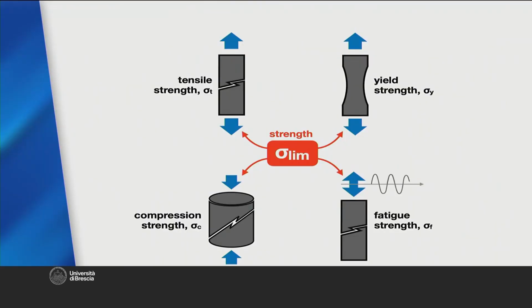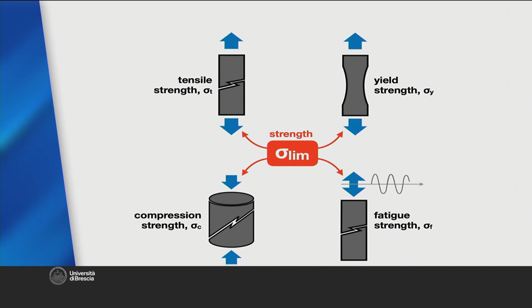The four main types of strength are tensile strength, which represents the stress at which a material breaks when subjected to tension. In brittle materials, such as ceramics or glass, failure occurs with small deformations. In ductile materials, such as metals or rubber, this happens after large elongations. Then, we have yield strength. This is the stress beyond which plastic or permanent deformations begin.